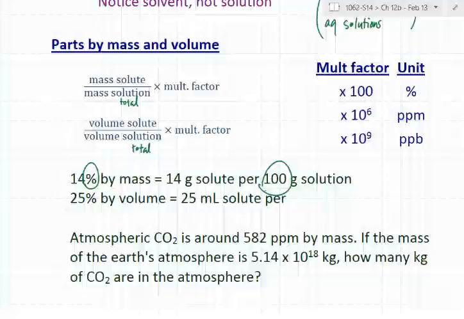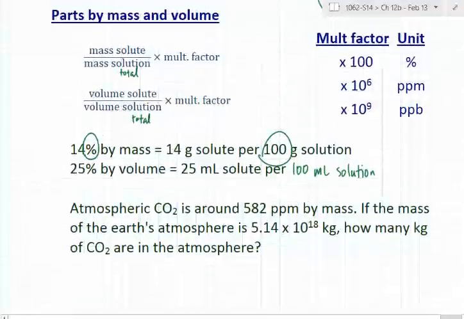25% by volume means 25 milliliters of solute per what? 100 milliliters of what? Solvent? Yeah. Whether it's by mass or by volume, it's always out of a total solution. Really, the only place we use solvent is molality. So this is solution.